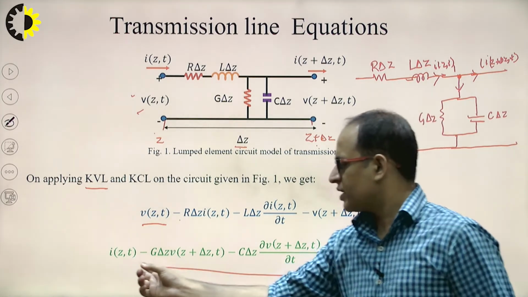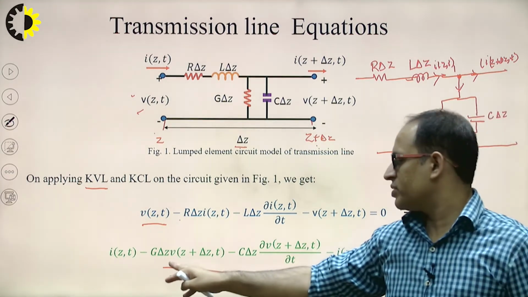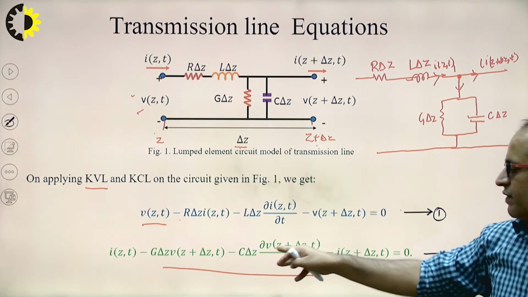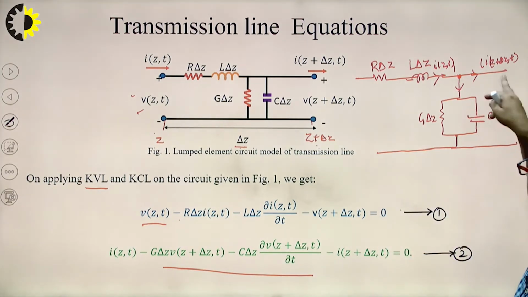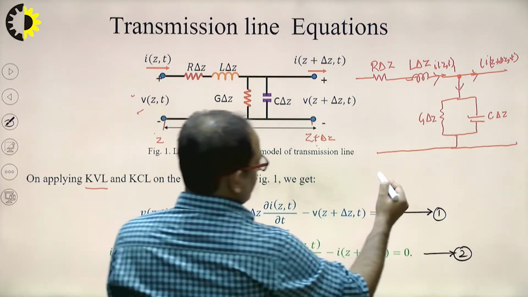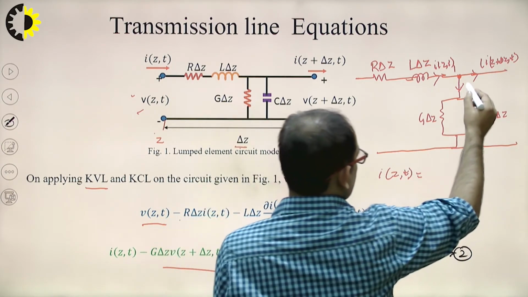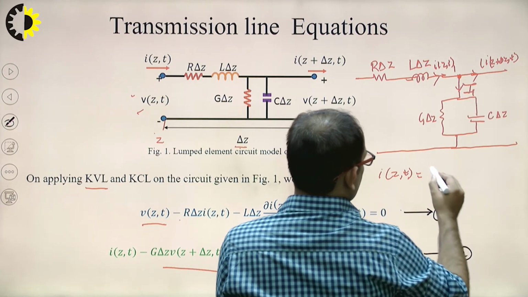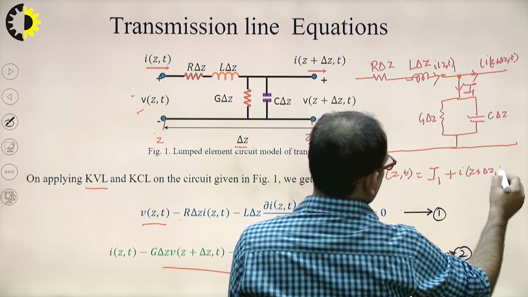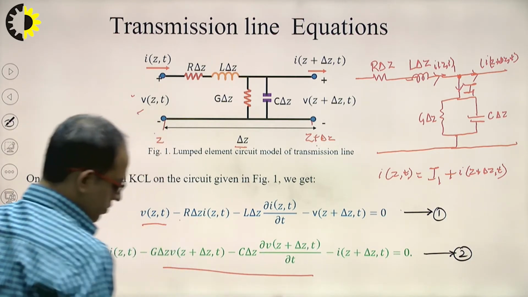Now I of z comma t minus the current going in this direction, G into delta z V of z plus delta z comma t, minus C into delta z dV by dt, minus I of z will be equal to 0, because if I say I of z comma t, let's say if I say I of z comma t will be equal to what? If this one is I1 plus I of z plus delta z comma t. So similarly, if I said this one, then you will get the minus, and this will be minus.